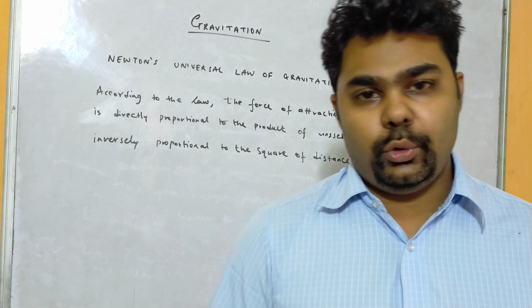The gravitational constant is defined as the magnitude of the force of attraction between two bodies, each of unit mass, meaning both are 1 gram, and separated by a unit distance, meaning the distance between the two masses is also 1 centimeter.